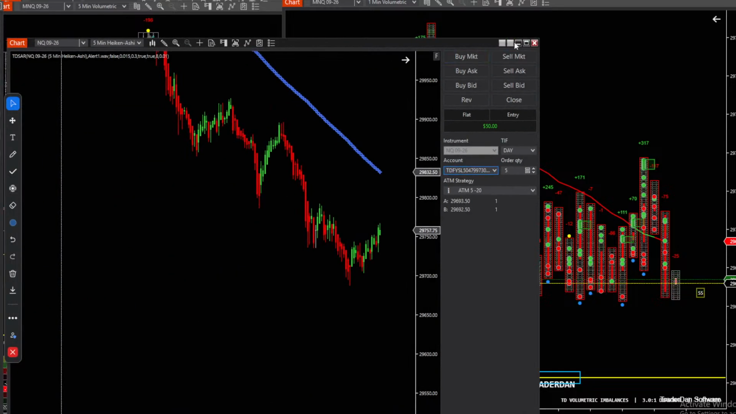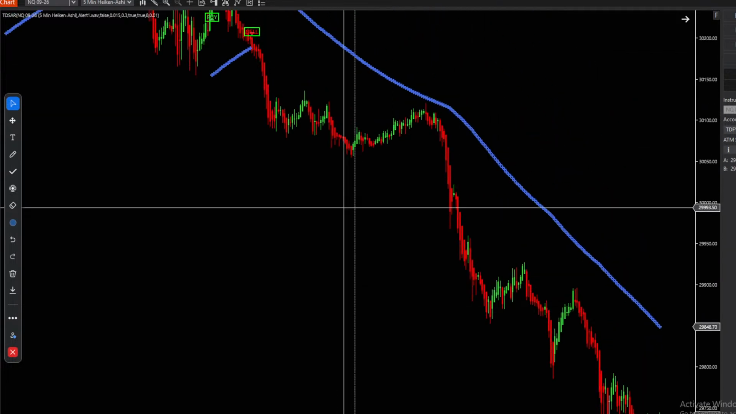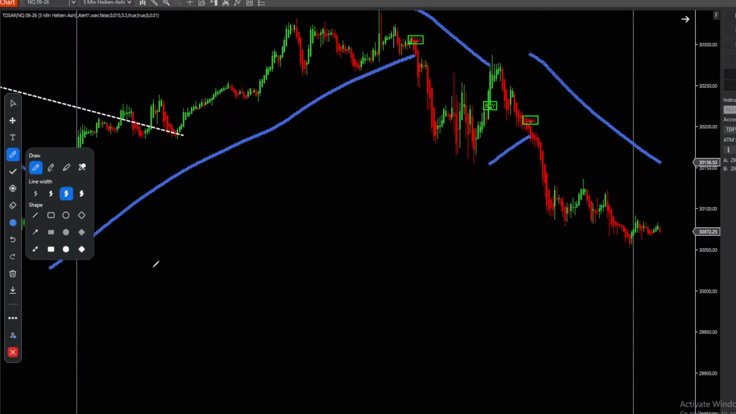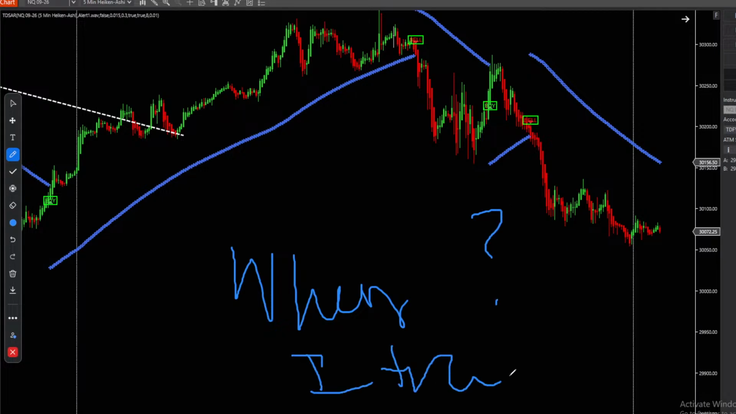All right, so here's the SARS indicator, guys. Real quick, it's pretty easy to read. The biggest thing about the SAR indicator is people never knew when to get in. Like, when do I trade? When do I put in the trade? When do I get out of a trade?